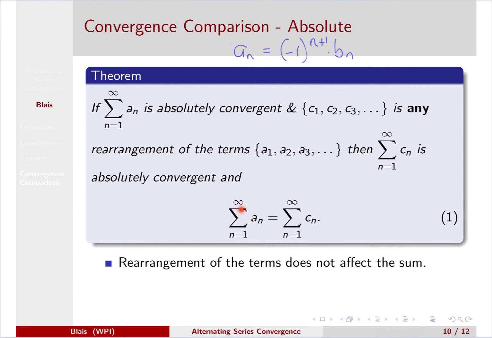So the sum of the a sub n's is equal to the sum of the c sub n's. The point of this is that it doesn't matter how you rearrange the terms. You will always get the same sum. This is illustrative of the strongest type of convergence of the series, absolute convergence.